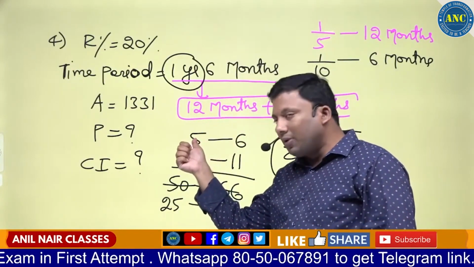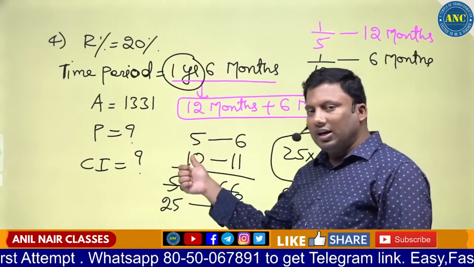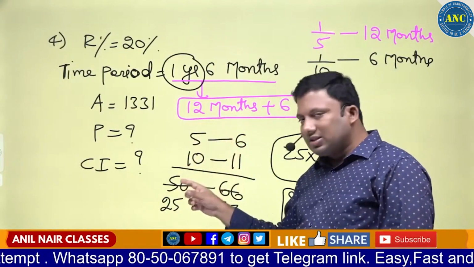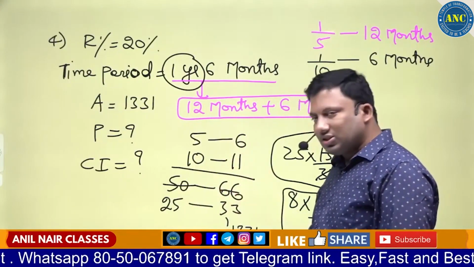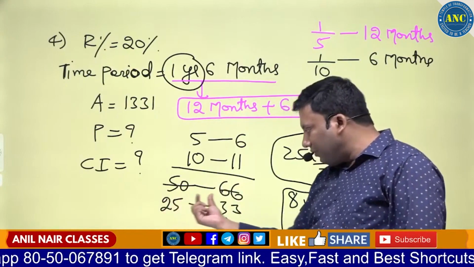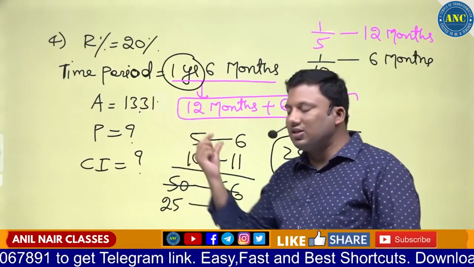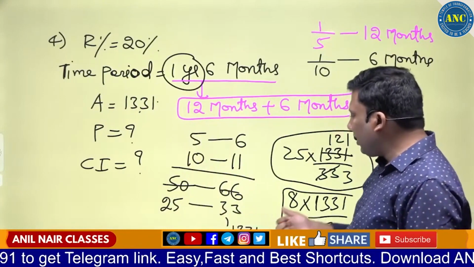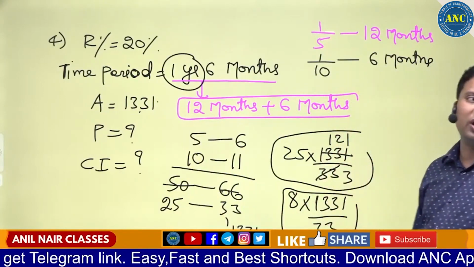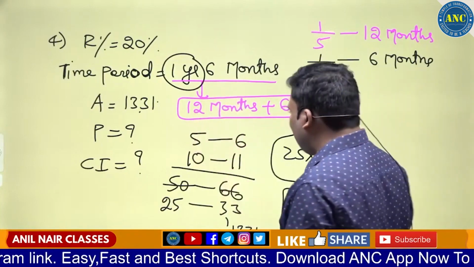First year it is 1 by 5. 5 is becoming 6. Second year 10 is becoming 11. 5 10s are 50. 6 11s are 66. 50 is becoming 66. 25 is becoming 33. Instead of 33, it is given as 1331. So multiplication factor will be 1331 by 33. Very, very easy question.